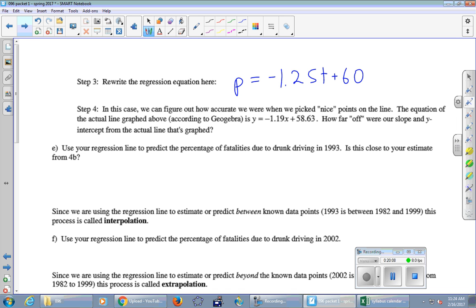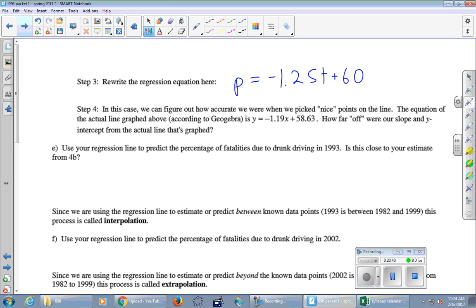So it's a free software. But in any event, that software told me that the real equation is y equals negative 1.19x plus 58.63. That's the exact equation of that line that was drawn. Negative 1.19, what did we get? Negative 1.25, that's not that far, 0.06 off, that's okay. And then the y-intercept, we got 60, it's really 58.63, not so bad. But again, we estimated 2 points on that line. Neither one of them was right.